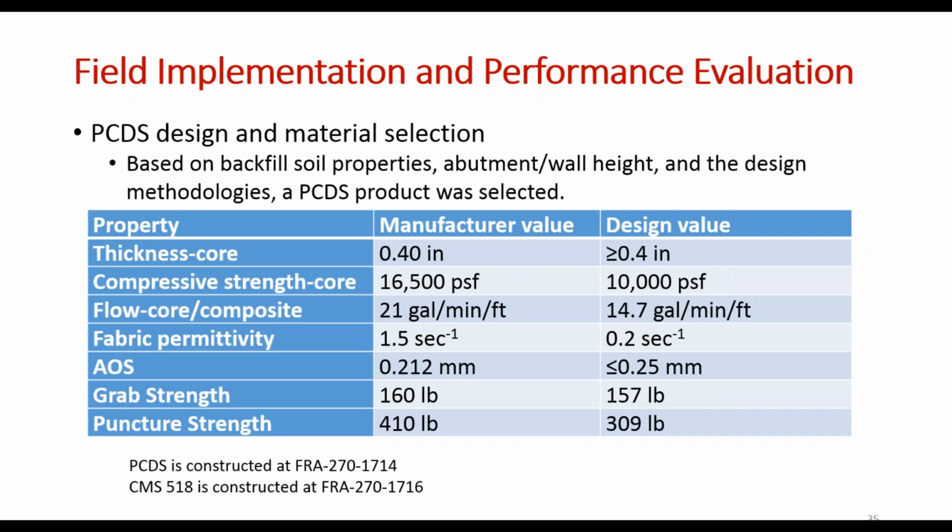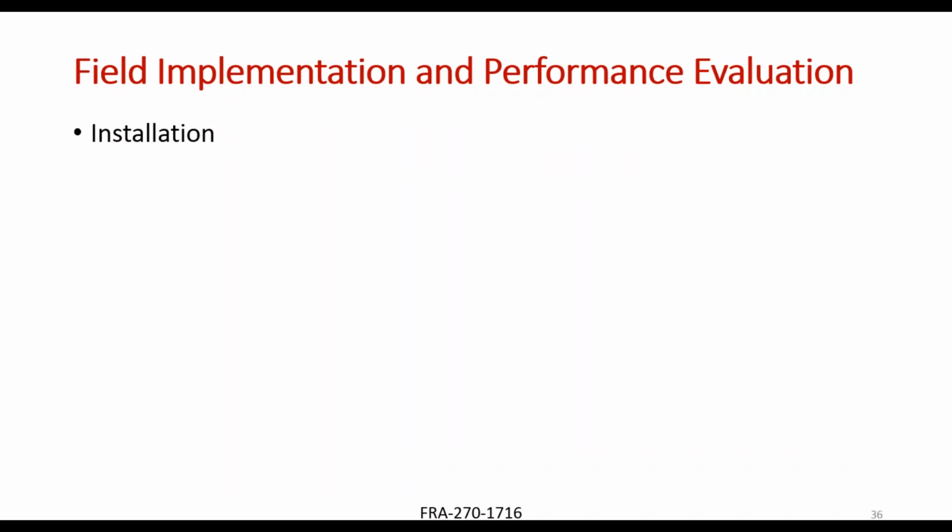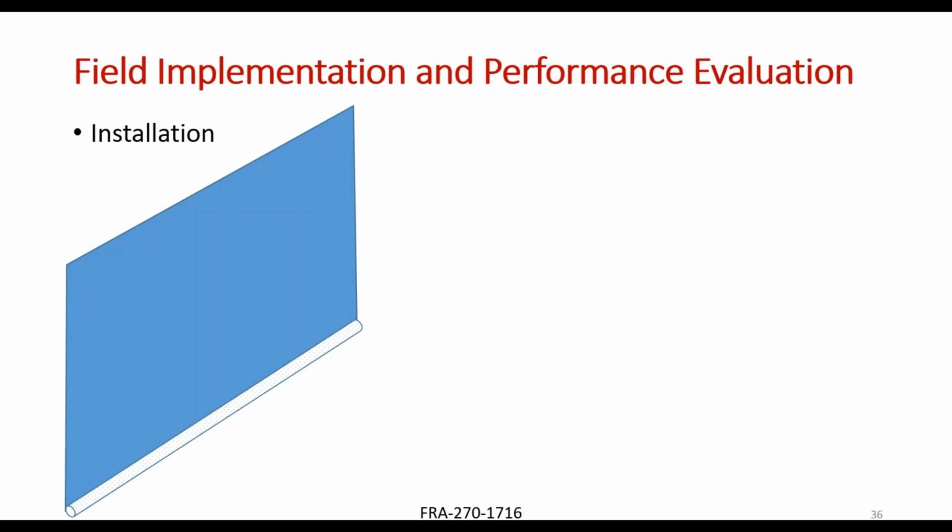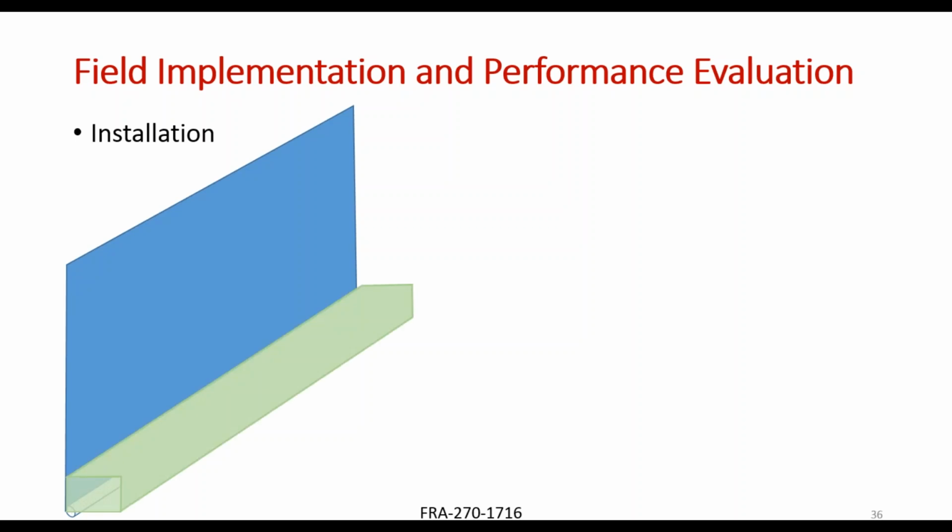So the PCDS is constructed at 1714 abutment, and the traditional system is constructed at 1716. So in the following several slides, I will show you some animation or cartoon showing the construction process, so you can see the difference. Regarding the traditional system, here's the wall, and you need to place the drainage pipe at the bottom first, and then you start to place the first layer of your porous backfill behind it.